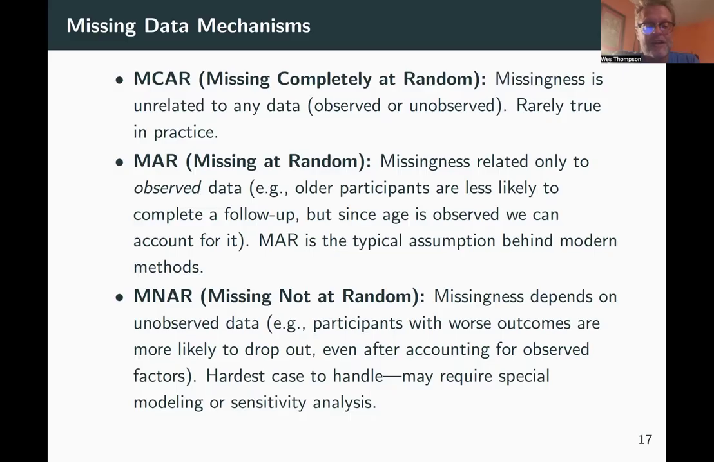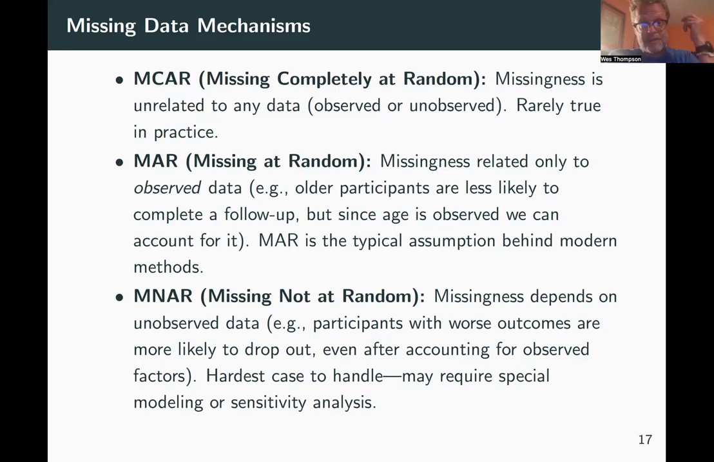And then you finally have missing not at random, and this is where missingness depends on unobserved data. This is the hardest case to handle, and it's actually impossible to prove because you haven't actually observed the data that the missingness depends on. So the only way to address this typically is to do sensitivity analyses to see what the impact of the missingness could have on your observed associations.